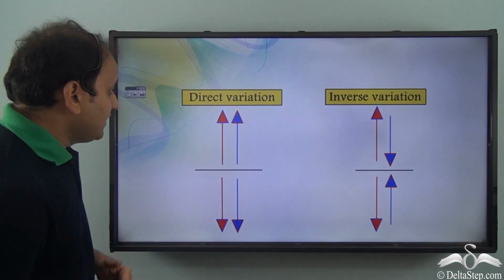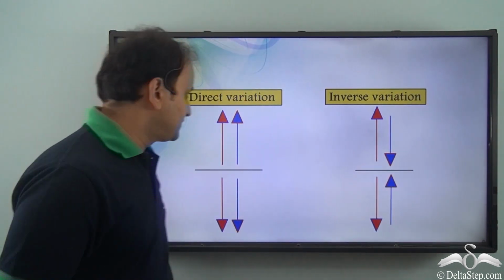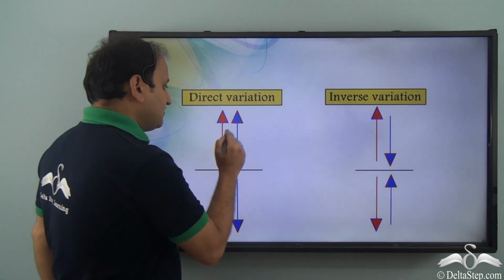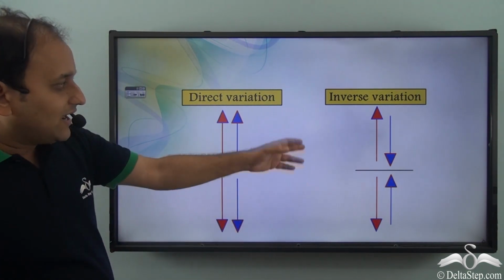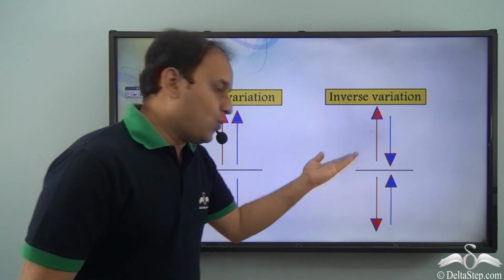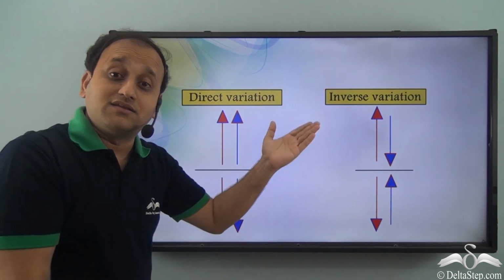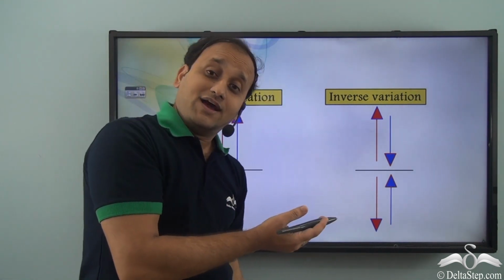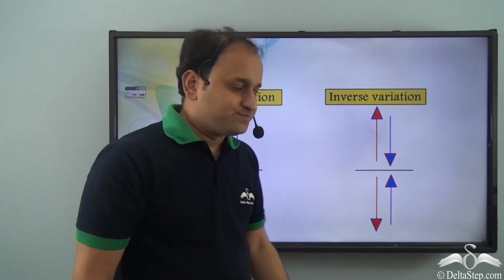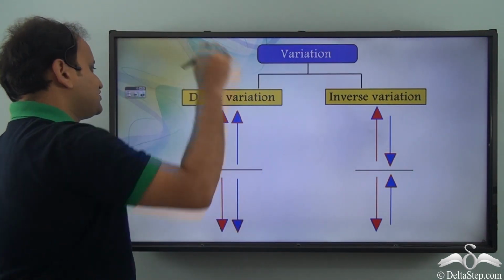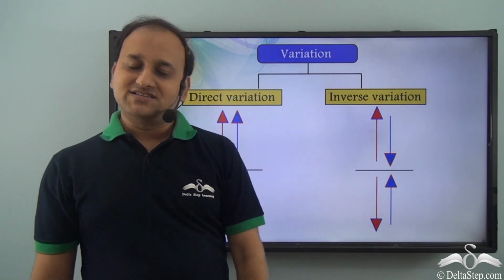So what did we see today? We saw direct variation and inverse variation. So in direct variation, both the values increase with each other and decrease with each other. While in the case of inverse variation, one value increases, the other decreases. If the other increases, the first value will decrease. So this relationship is inverse variation. So in case of variation, we have two categories, direct variation and inverse variation.